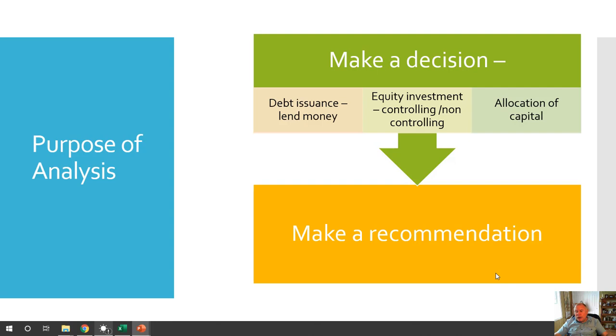The decisions all come down to having a recommendation, but they fall into one of these three categories: debt issuance and lending money, equity investment, controlling or not controlling, or allocation of capital. When we're done with the analysis, we make a recommendation.